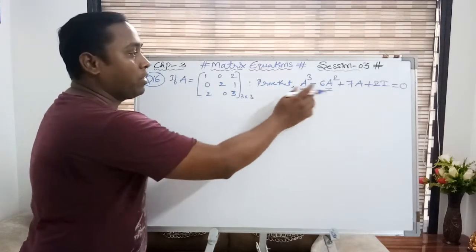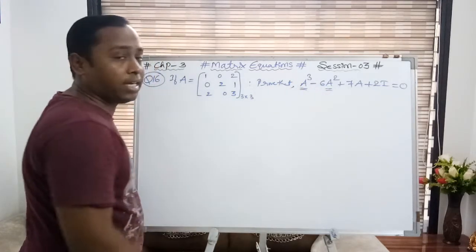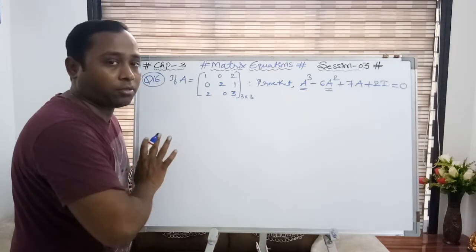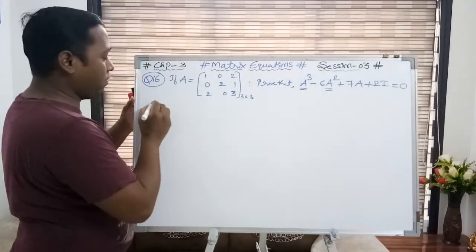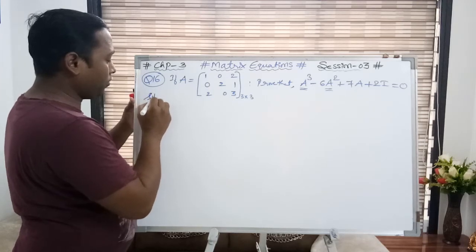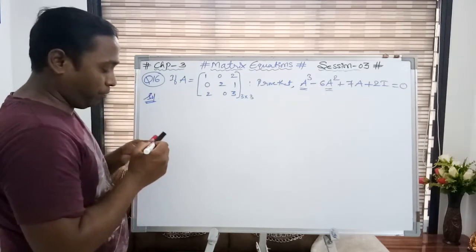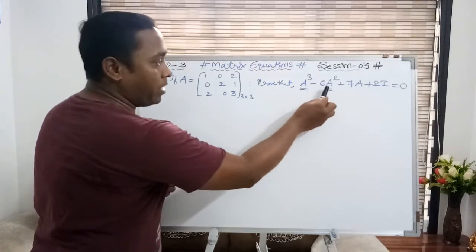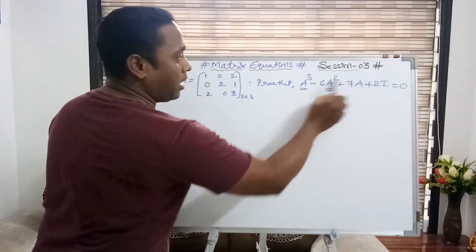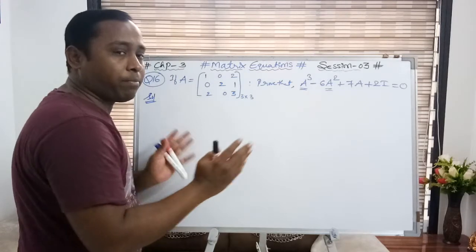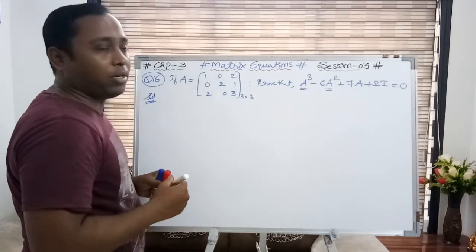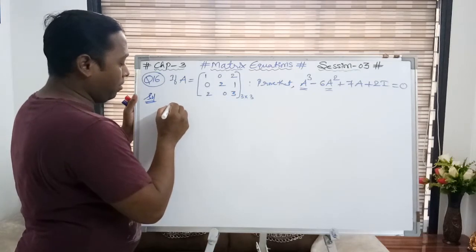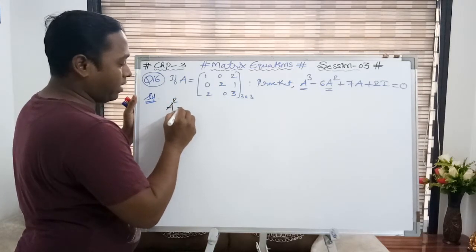For that, first we'll solve A square, then we'll get A cube simply by applying the rule of multiplication, nothing else. So first I will solve the A square value. Then I will find A cube, then I will substitute this A cube, A square, A, and I in the equation, and by combining them I will be able to prove the equation. Now A square, how to get A square?